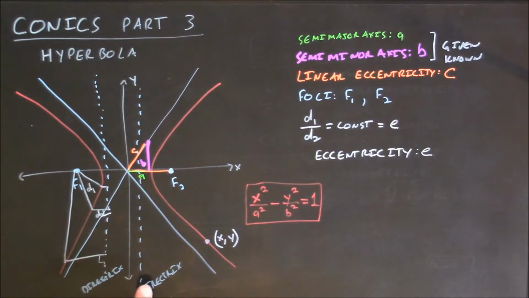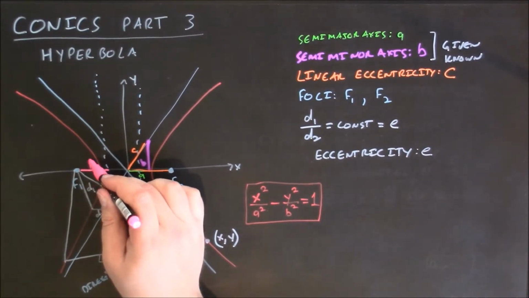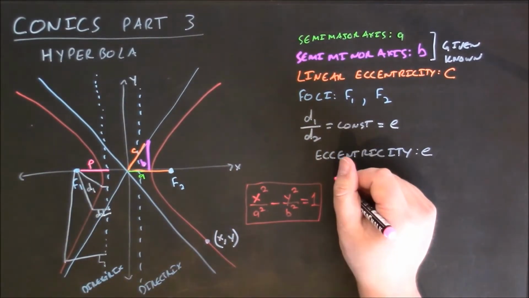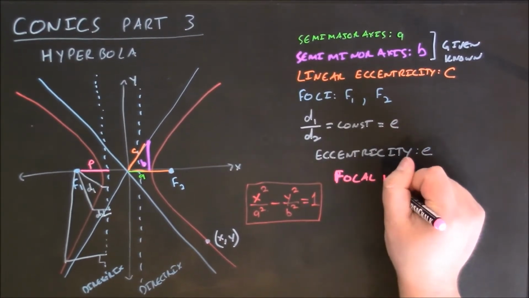So these directrices are actually very important lines, but we need to be able to define their location a little more precisely. We can define the distance from a focus to a directrix as the value P, and P is known as the focal parameter.